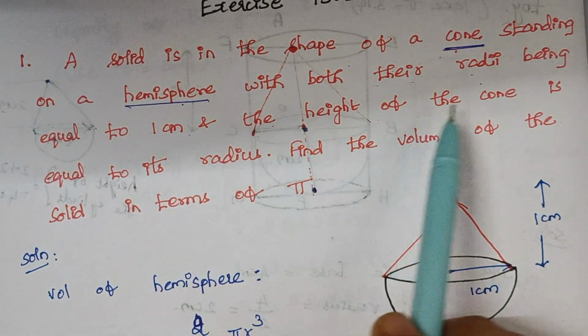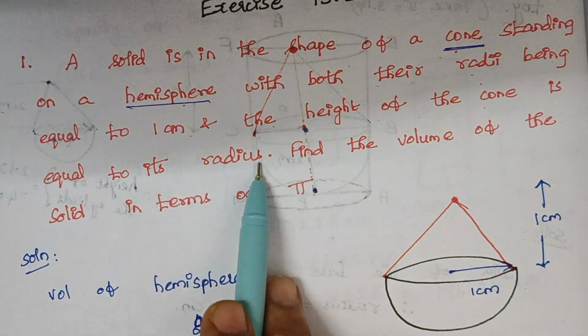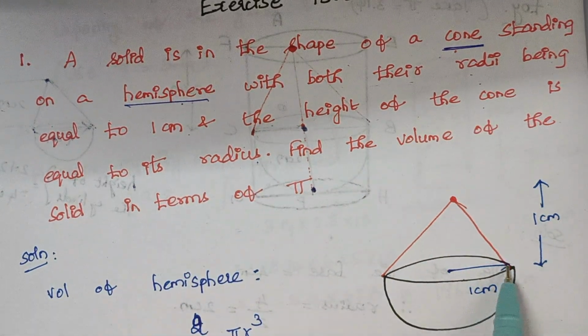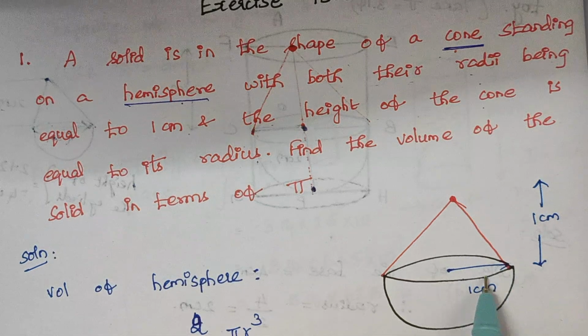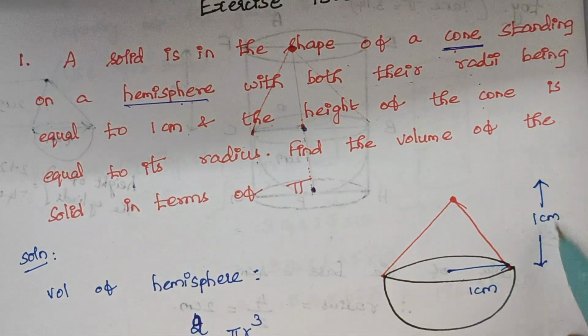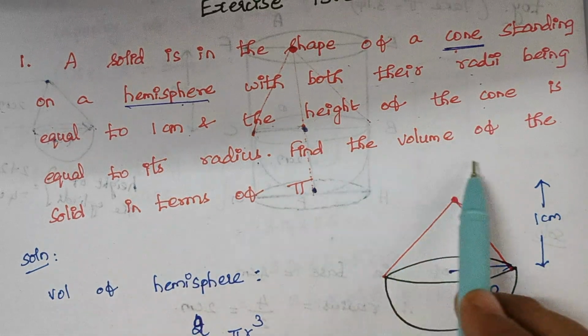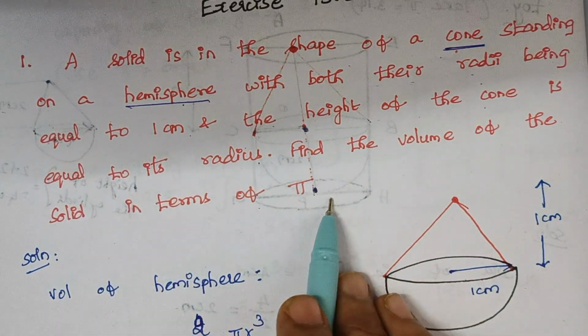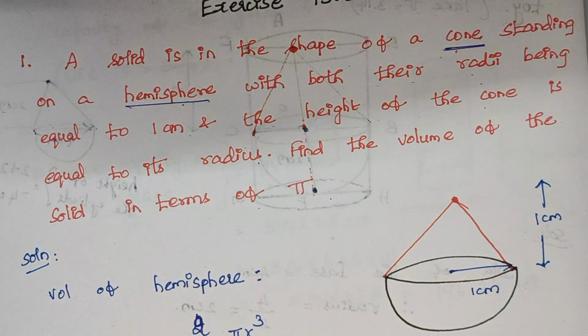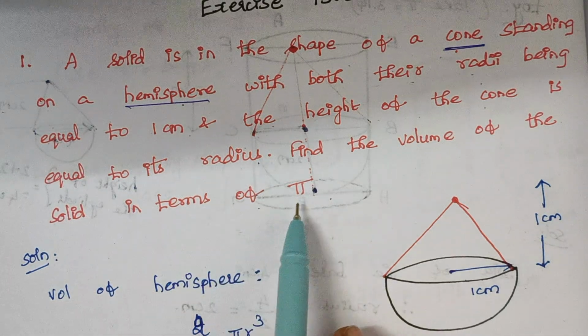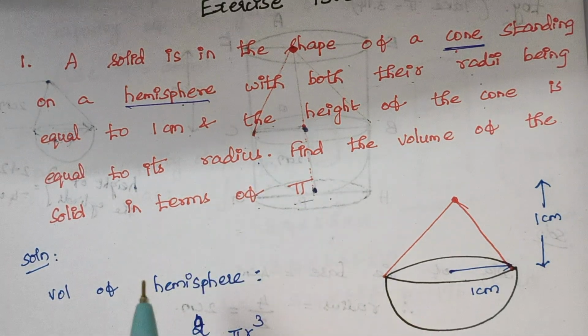And again, height of the cone is equal to its radius. So what about the radius of the cone? It is 1, right? So radius is equal to height. So obviously the value of height of the cone is 1, right? Find the volume of solid in terms of pi. So here you have to find the volume. So what is the formula for volume? They had given, you see, in terms of pi. So just you can keep pi as such. No need to substitute its value.